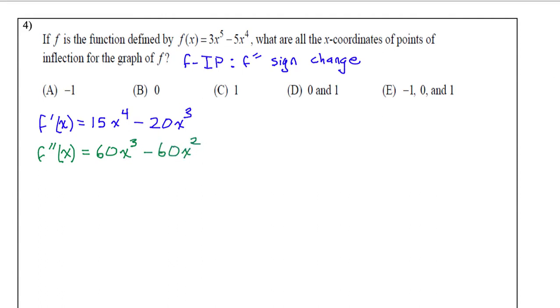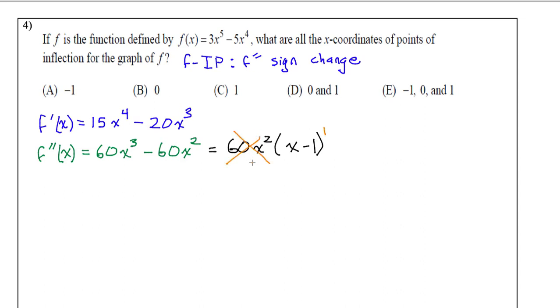Now I can factor this thing. Oh, that's way easier to factor. This thing is going to be equal to 60x squared times the quantity of x minus 1. All right, I'm going to set this equal to 0 and find the possible inflection points. Okay, shortcut time. This is to the power of 1. This is the power of 2.